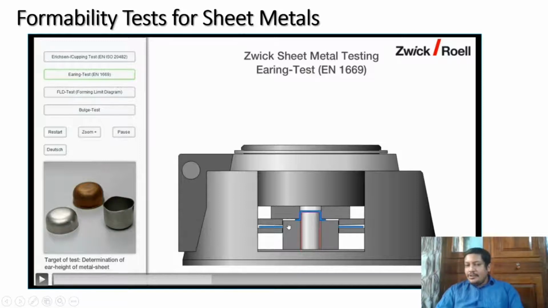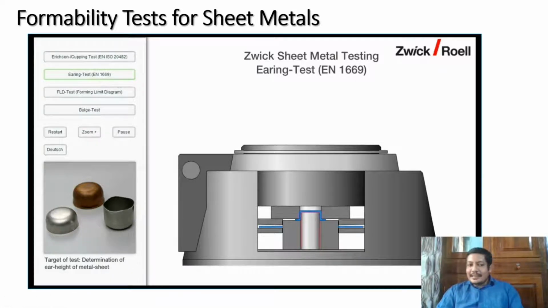In that, what you are doing is that, instead of an indenter, it is completely deforming. You are deforming the sheet into a complete cup and studying how the earring is going to come on your sheet. Will earring be present or will the earring not be present? That is called the earring test and the code is EN1669.